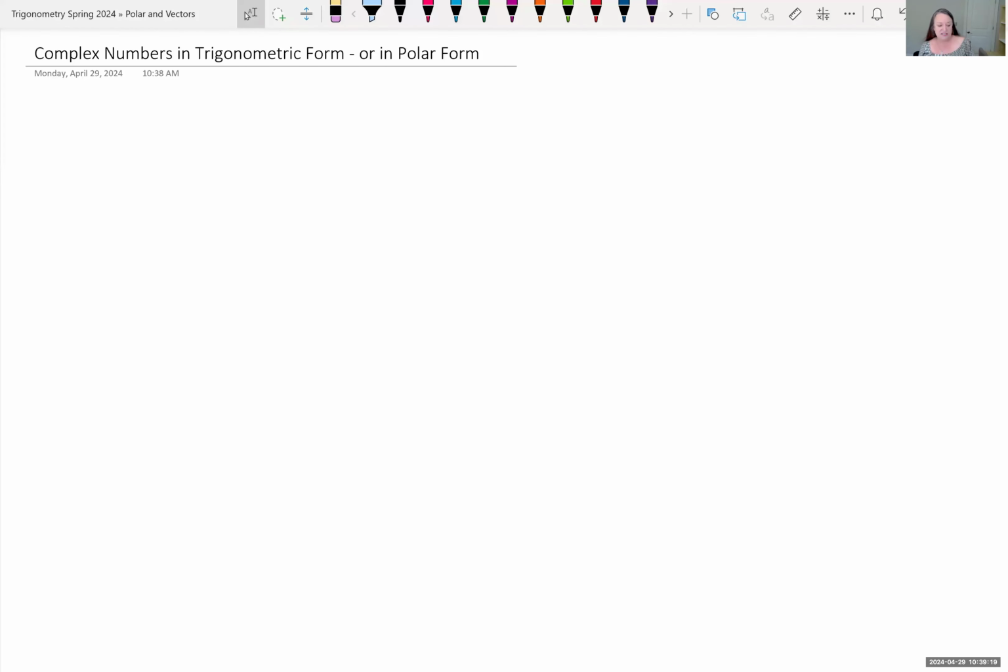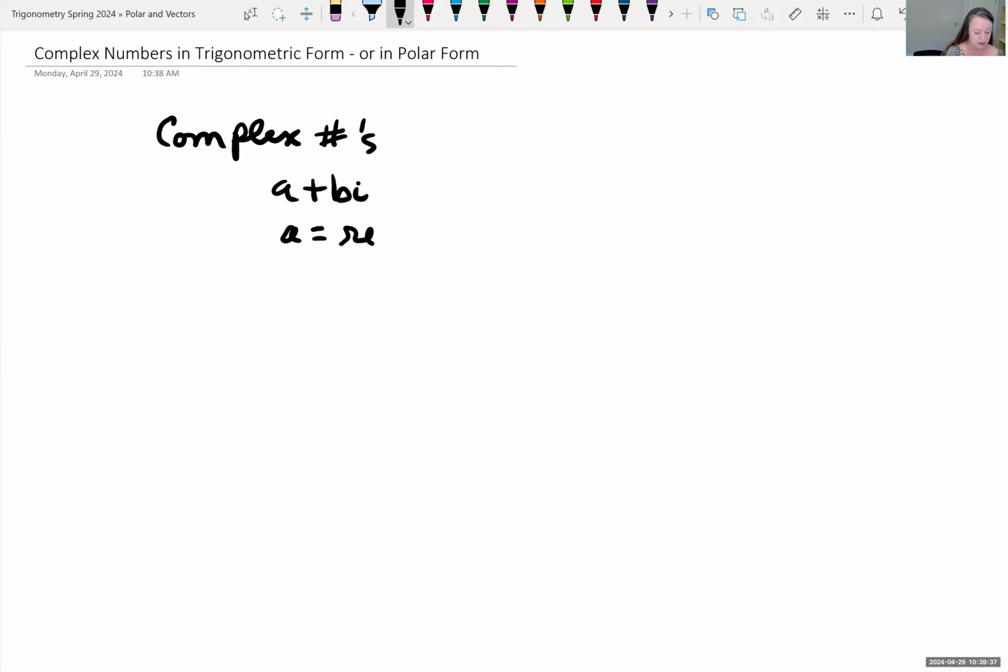So now we're looking at complex numbers in trigonometric form. Recall, complex numbers in rectangular form are written in the form a plus bi, where a was equal to the real part and b was equal to the imaginary part of the complex number.